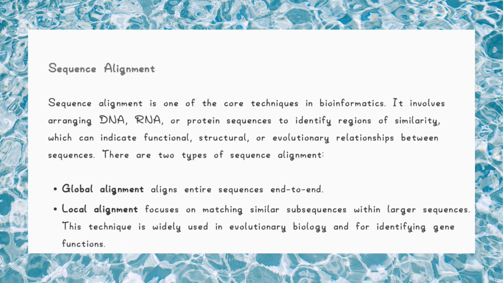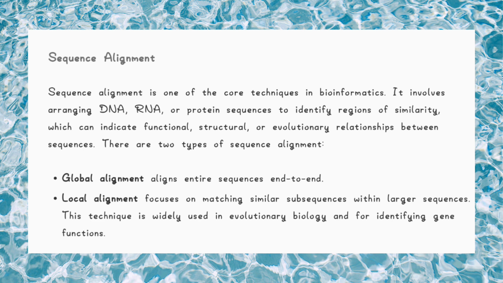Sequence alignment. Sequence alignment is one of the core techniques in bioinformatics. It involves arranging DNA, RNA, or protein sequences to identify regions of similarity, which can indicate functional, structural, or evolutionary relationships between sequences. There are two types of sequence alignment. Global alignment aligns entire sequences end to end. Local alignment focuses on matching similar subsequences within larger sequences. This technique is widely used in evolutionary biology and for identifying gene functions.